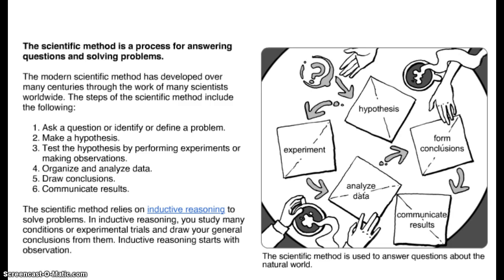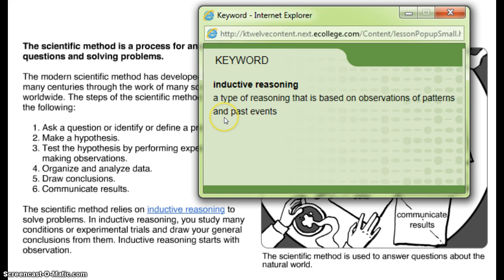The scientific method relies on inductive reasoning to solve problems. In inductive reasoning, you study many conditions or experimental trials and draw your general conclusion from them. Inductive reasoning starts with observation. You may have heard of deductive reasoning, which is a different type. Inductive reasoning is a type of reasoning that is based on observations of patterns and past events.